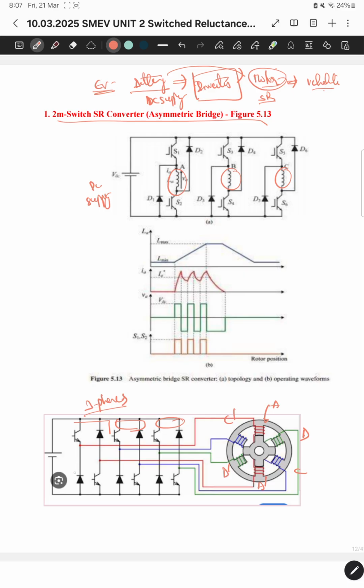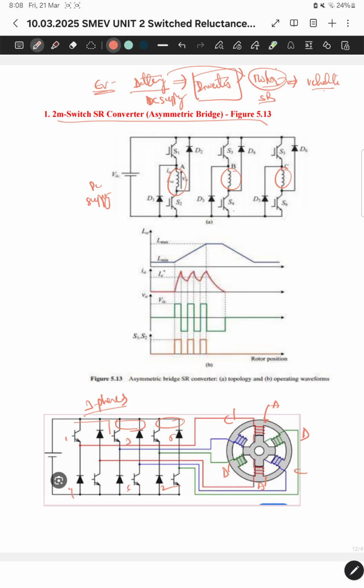For each phase here, how many switches are used? 2 switches are there. This is 1, 3, 5, 4, 6, 2 here, or you can change your notations as per your requirement. It is just for understanding here: S1, S3, S5, S2, S4, S6. These are the switches here. We are using two switches for each phase here. And the purpose of the diodes is to provide a feedback path for the switches here.